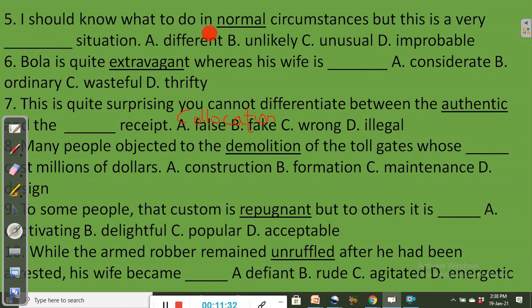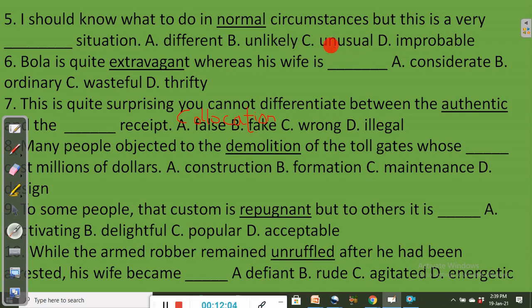I should know what to do in normal circumstances, but this is a very dash situation. So the word normal is known. Normal situation, normal circumstances. Now let's look at the options. A, different. B, unlikely. C, unusual. D, improbable. The appropriate answer is unusual.